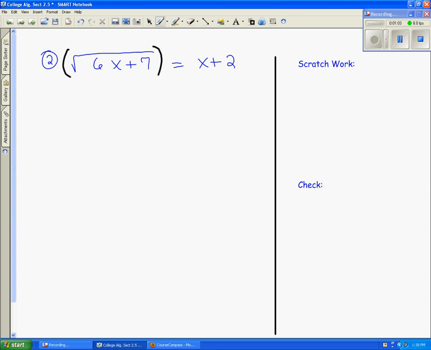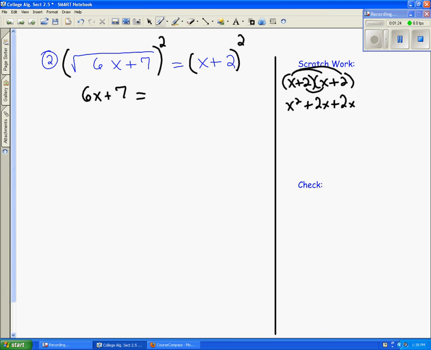To undo a square root, we square both sides. Whatever you do to one side, you do to the other. So that leaves us with 6x plus 7 equals. Now we have to go off to the side and FOIL x plus 2, which is going to give us x squared plus 2x plus 2x plus 4, which is x squared plus 4x plus 4, and we're going to put that here. x squared plus 4x plus 4.